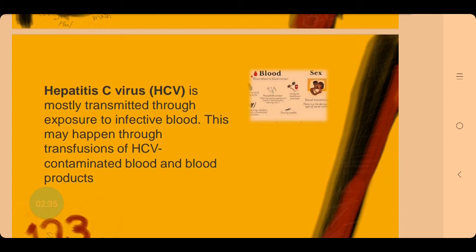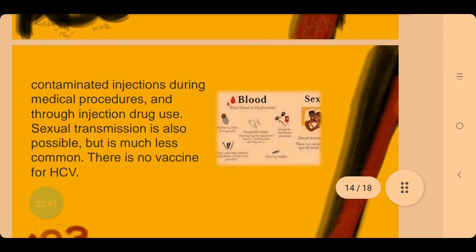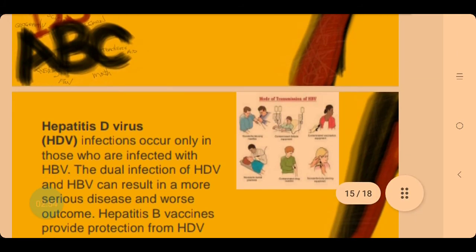This may happen through transfusion of HCV-contaminated blood and blood products, contaminated injections during medical procedures, and through injection drug use. Sexual transmission is also possible, but is much less common. There is no vaccine for HCV.